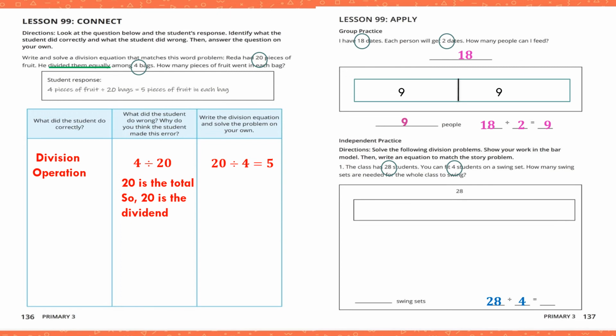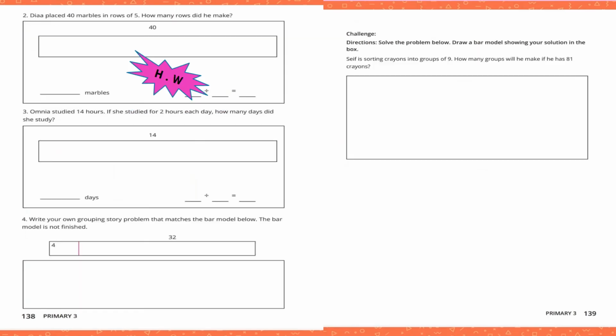Let's divide the bar into 4 parts. And when we divide or distribute 28 between 4, we get 7. So each group or each part has 7. So we need 7 swing sets. You can solve this page by the same way.